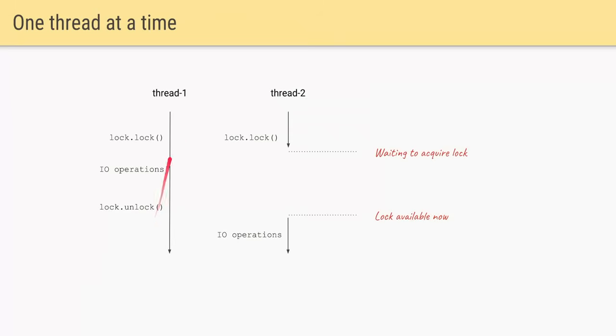Visually, it looks something like this. So thread 1 and thread 2 both try to do the lock operation. Say thread 1 acquires the lock, so it will go ahead and do the database operations. But during that time, thread 2 will go into the wait state, waiting to acquire the lock. And only when thread 1 says, okay, I'm done with my operations, I'm doing the unlock operation, then the lock is available for thread 2. And then thread 2 can perform the IO operations on the updated values.